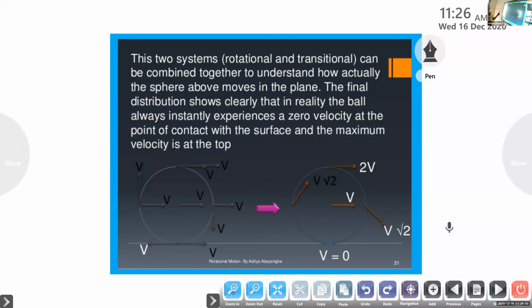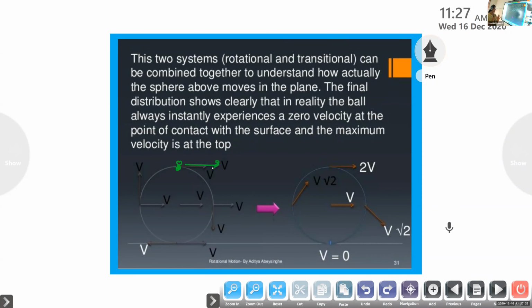The same thing, the two systems can be combined together. If you want to understand, no need of writing, just listen. The two systems can be combined together to understand how actually the sphere moves in the plane. The final distribution shows clearly that in reality, the ball always instantly experiences zero velocity at the point of contact. Here velocity is 0, but if you draw the tangent, it is attaining a maximum velocity.